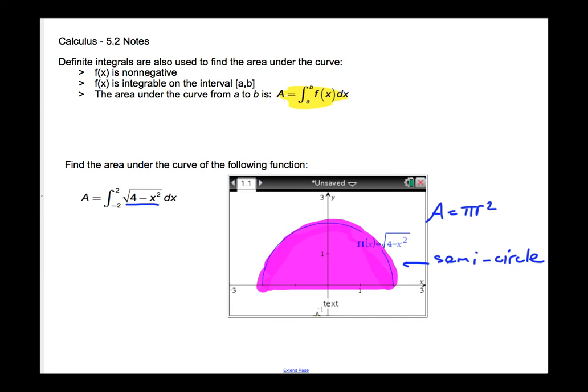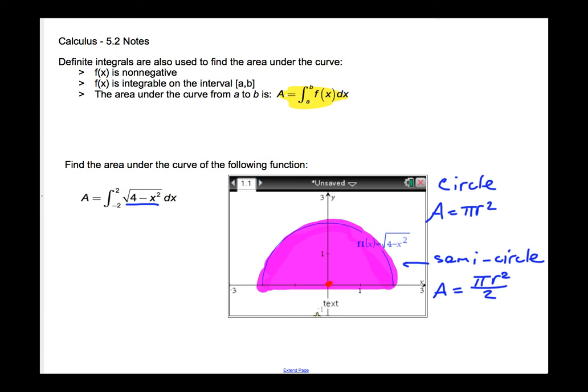So if I'm working with a semicircle here, let me just remind us this is a circle. So if I'm working with a semicircle, then the area is half of that, or pi r squared over 2. Okay? And so what do I need to do? I need to figure out what my radius is. Well, look at this guy right here.